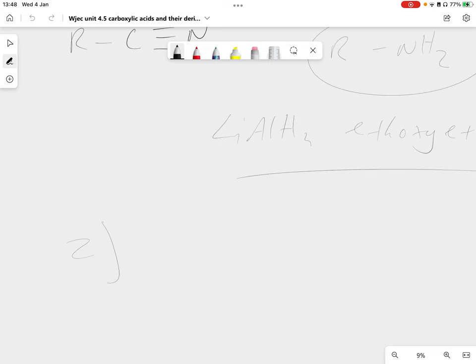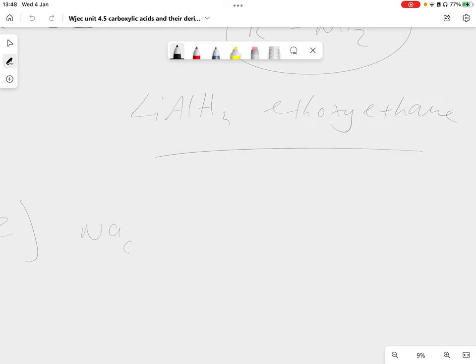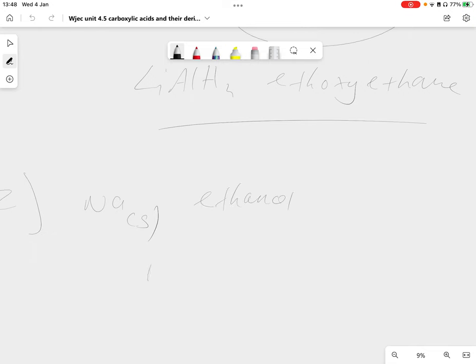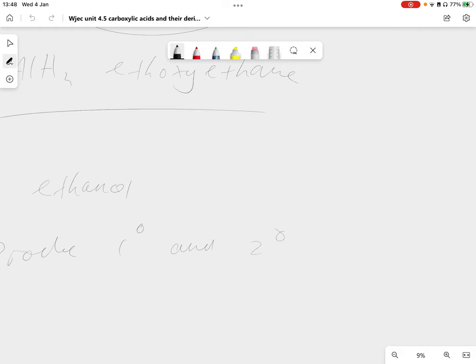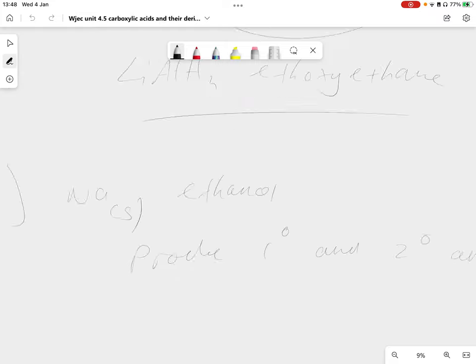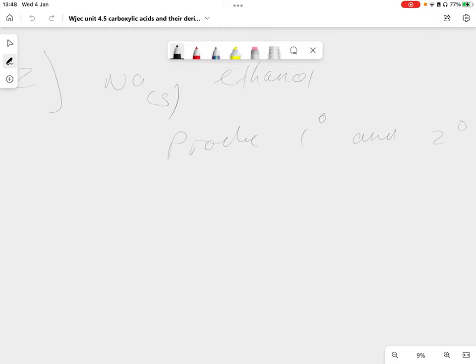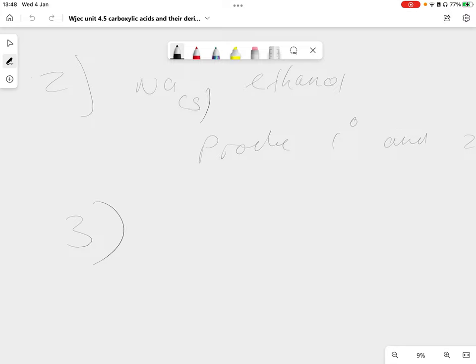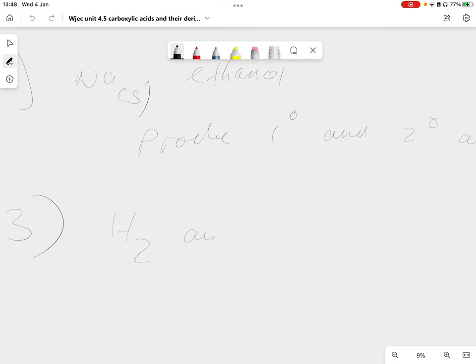Or you can use sodium metal, so sodium solid, and this has to be dissolved in ethanol. And this will, however, produce a primary and secondary amine. So in terms of wanting a primary amine, this reaction is less useful because you get side products produced. You could also use H2 and a nickel catalyst. So this is just your normal hydrogenation kind of reaction. Method 1 is better because you get the better yield of your primary amine, of course.